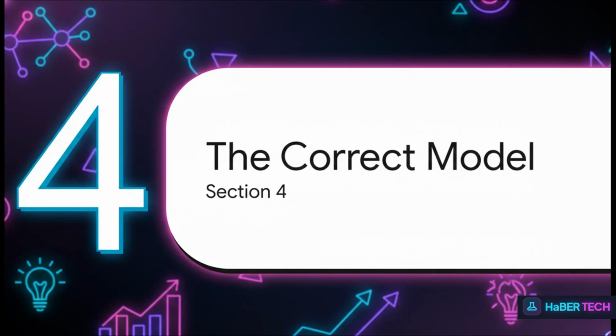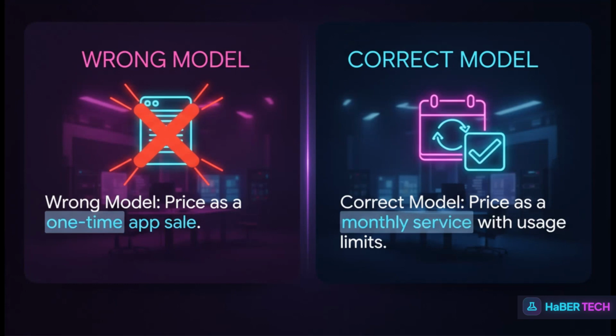So, how do we avoid that trap? It's all about a shift in your thinking, a whole new mental model for pricing. This is the key that's going to unlock your ability to price these things with total confidence. You have to stop thinking of your app as a product that you sell one time. That's the wrong model, and it'll get you in trouble. Instead, you need to start thinking of it like a monthly service that has usage limits baked right in. That way, your revenue is always tied to your costs.